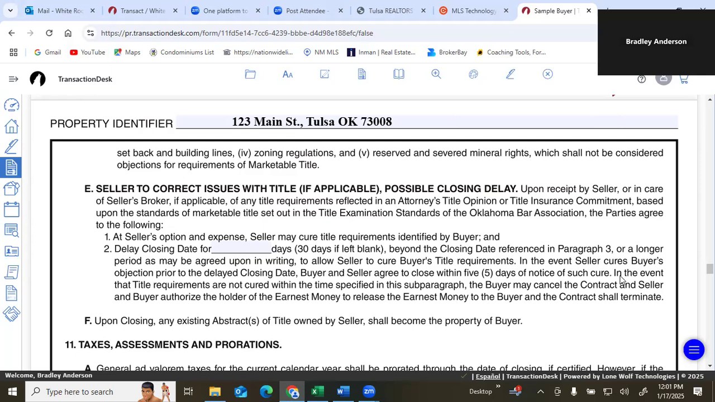In the event the seller cures the buyer's objections prior to the delayed closing date, buyer and seller agree to close within 5 days of notice of those things being cured. In the event the title requirements are not cured within the time specified, the buyer may cancel the contract and seller and buyer authorize the holder of the earnest money to release it back to the buyer. Okay. Upon closing, an existing abstract of title owned by the seller shall become the property of the buyer.